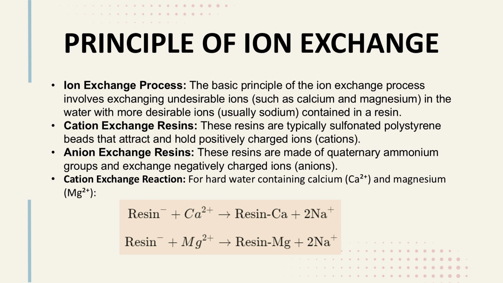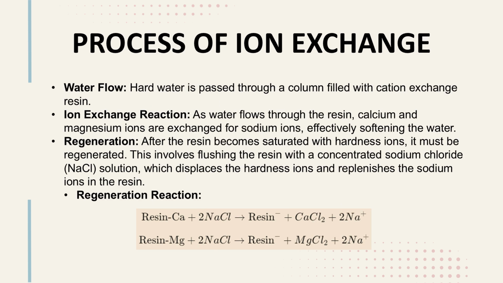This process effectively softens water by removing hardness-causing ions, making it highly suitable for domestic, industrial, and boiler feed water applications. Let's go deeper into the ion exchange process. In this process, hard water flows through a column filled with cation exchange resin. As the water moves through the resin, calcium and magnesium ions are exchanged for sodium ions, effectively softening the water.